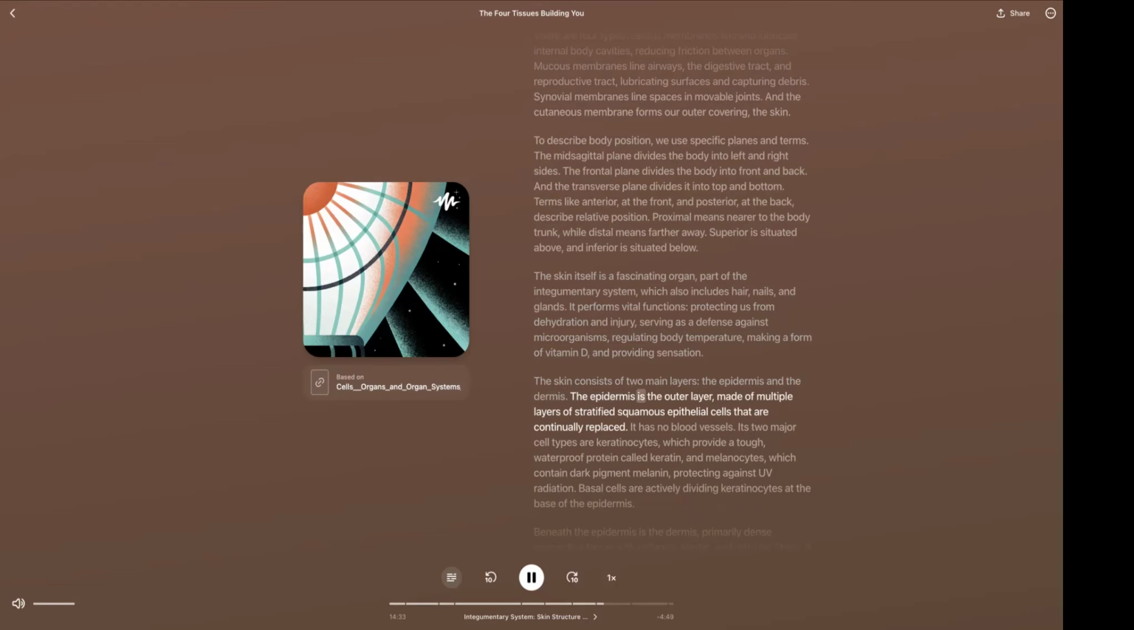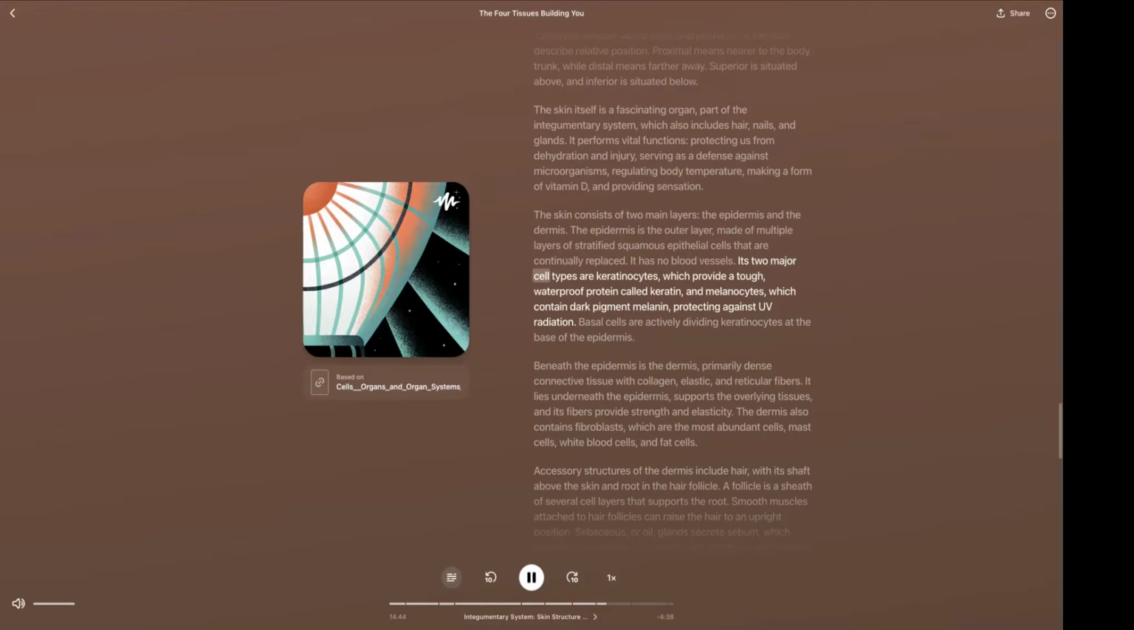The epidermis is the outer layer, made of multiple layers of stratified squamous epithelial cells that are continually replaced. It has no blood vessels. Its 2 major cell types are keratinocytes, which provide a tough, waterproof protein called keratin, and melanocytes, which contain dark pigment melanin, protecting against UV radiation. Basal cells are actively dividing keratinocytes at the base of the epidermis.